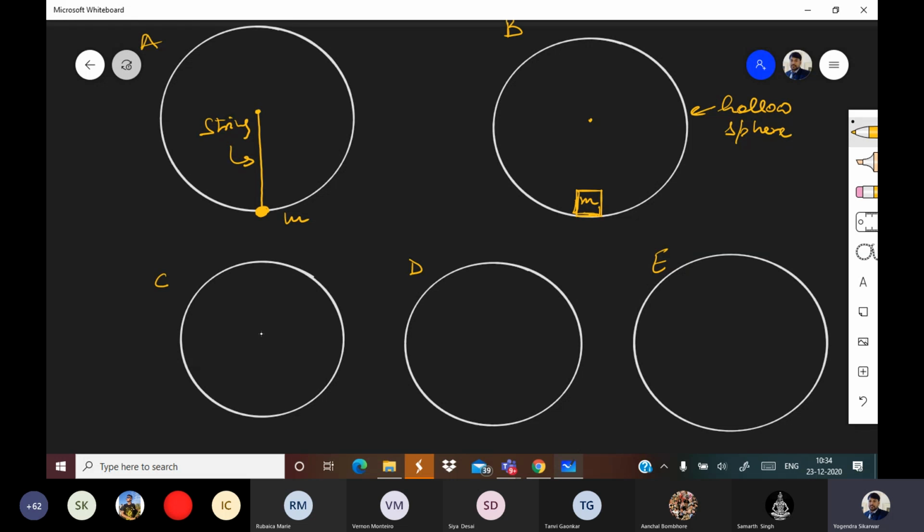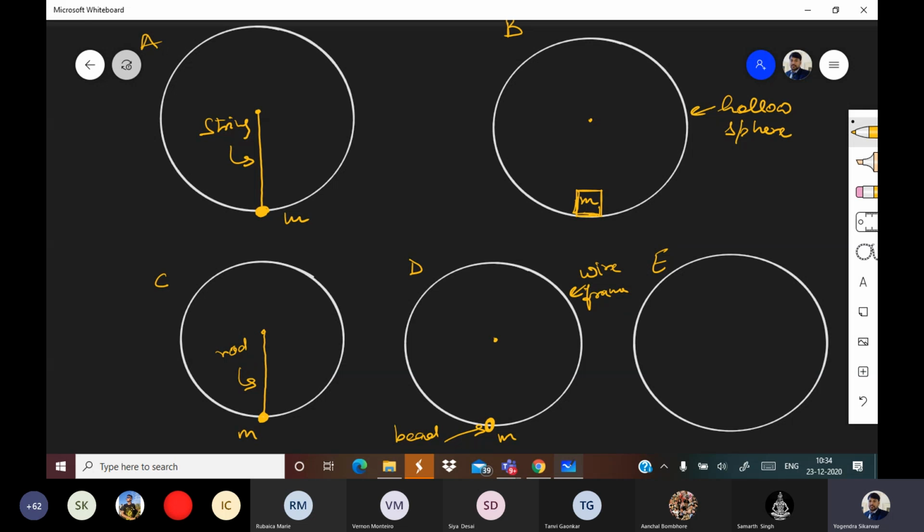Now in C part, it is connected to a rod. In D part, basically it is a bead in a wire. This is the wire frame and this is a bead. This is mass M, this is mass M. All of the objects have mass M.